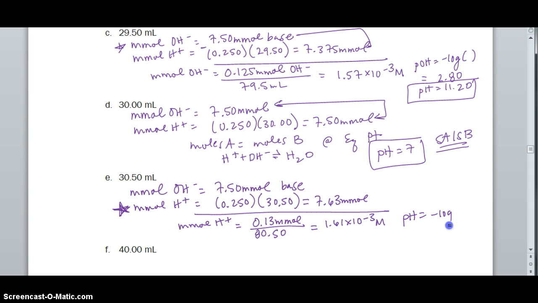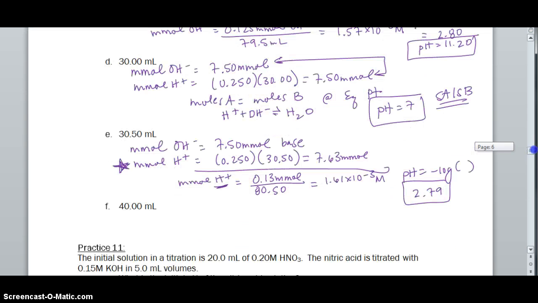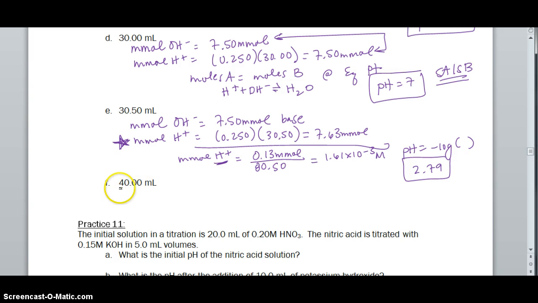So we negative log that number. It's not a two-step now because the H plus is in excess, right? And we get a pH of 2.79. So look at that, a half a milliliter, and now we're all the way down to 2.79. Alright, so steep little drop. Okay, and now we're going to be way past the equivalence point.